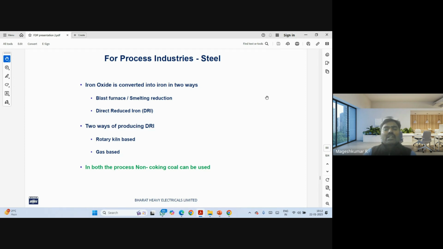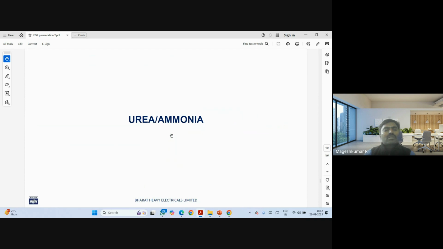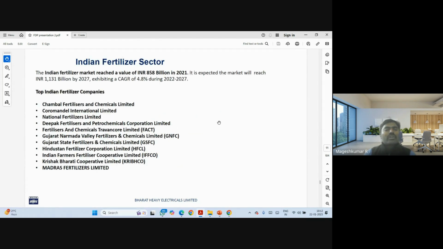That is, iron oxide can be converted in two ways: the blast furnace and direct reduced iron by various processes. It has been mentioned here. So these are the chemical reactions with respect to the DRI process. See, gasification, as I say, is the same. A gasifier would take coal, ASU, and steam. It would be provided for gasification, then gas cleaning, and it would be used for the DRI process. So again, urea and ammonia.